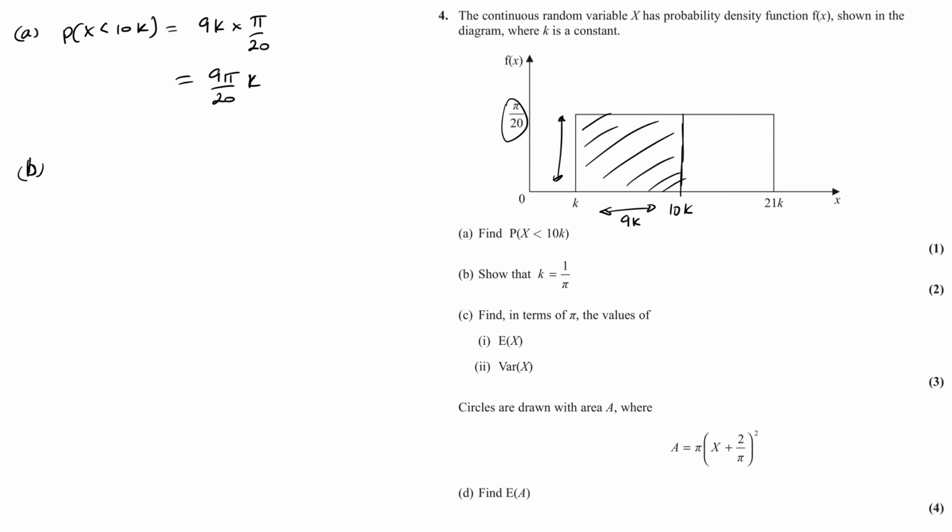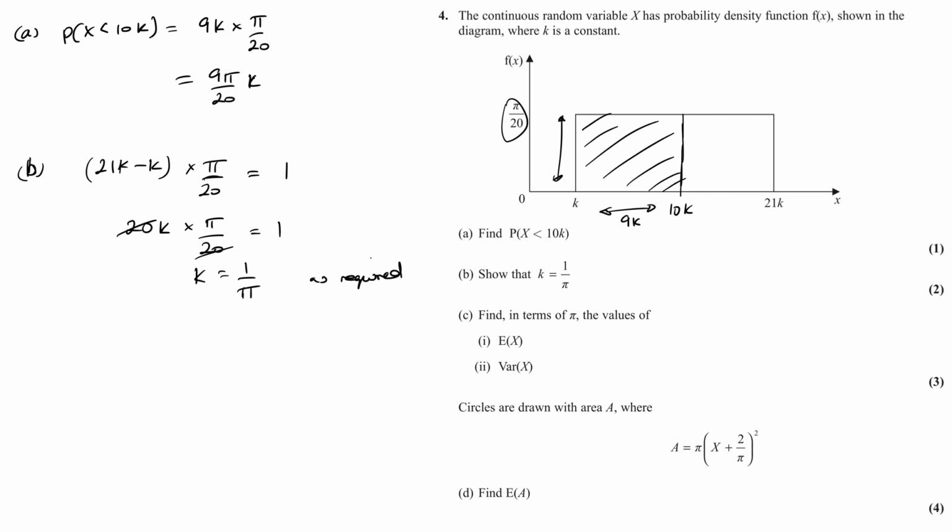So part B, show that k is 1 over pi. So the total area, the length will be 21k minus 1k, multiplied by pi over 20, and obviously the total probability is 1. So we've got 20k times pi over 20 equals 1. The 20 is obviously going to cancel there, so k equals 1 over pi. So as required.